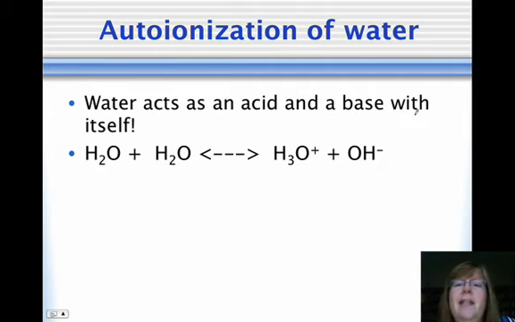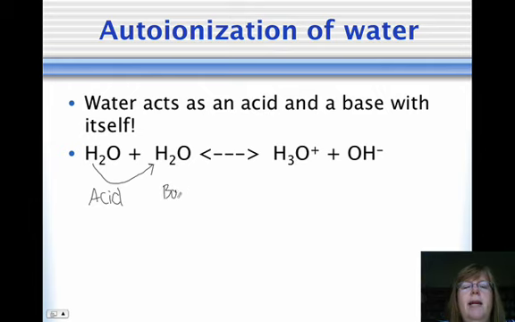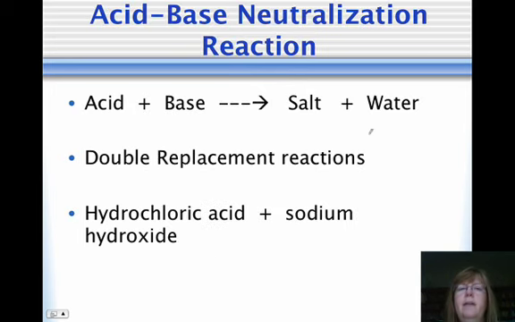Okay, now this is kind of weird. It's called the auto-ionization of water. And it's where water acts as an acid and a base with itself. So one water molecule donates a proton, so we'll call this one the acid. We'll call this one the base. And again, see, this is at equilibrium, okay? It doesn't go to completion, and we get some hydronium ions and some hydroxide ions in solution.